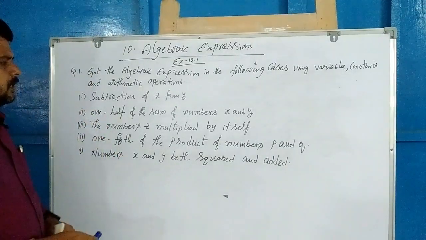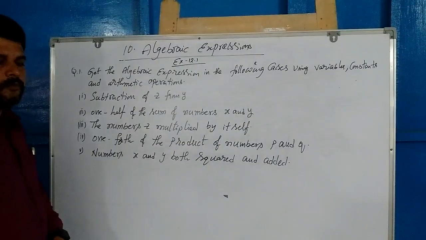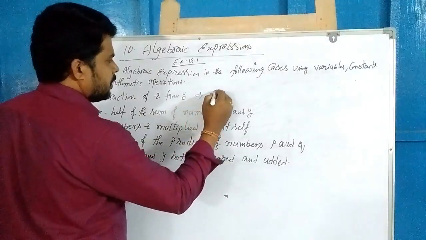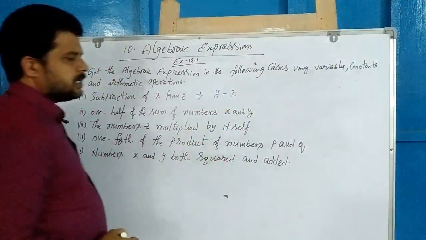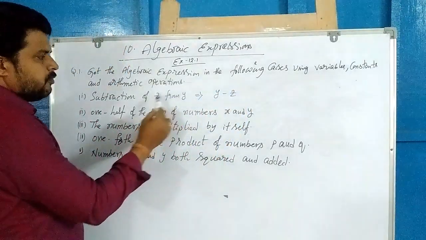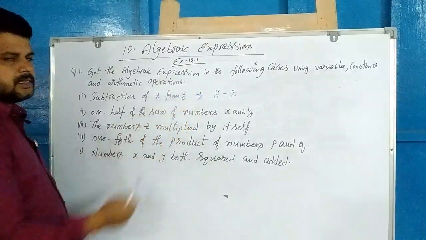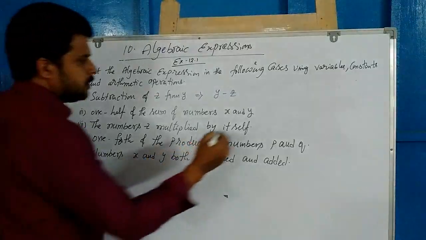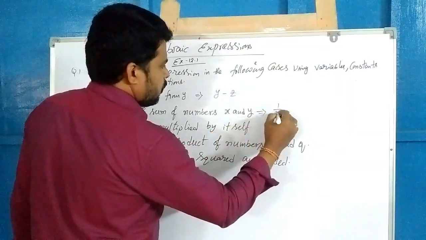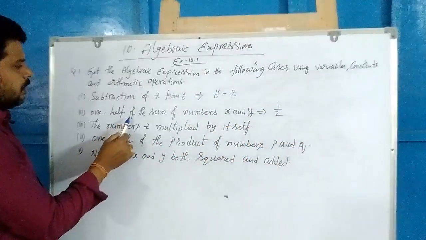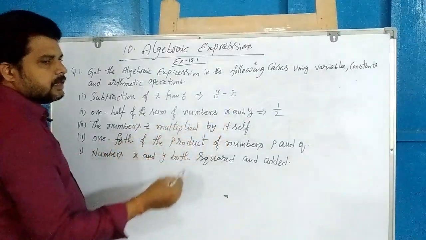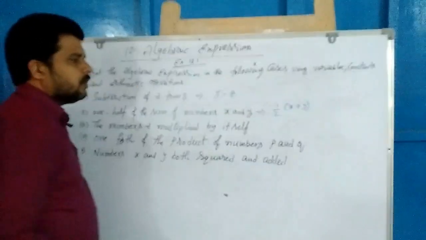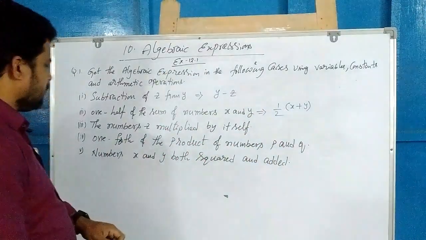Now, what is the first one? Subtraction of z from y. So, y minus z. Second one, the sum of numbers x and y, multiplied by 1/2. Sum of numbers is x plus y, so 1/2 into (x plus y).